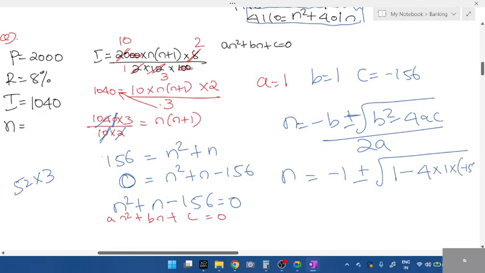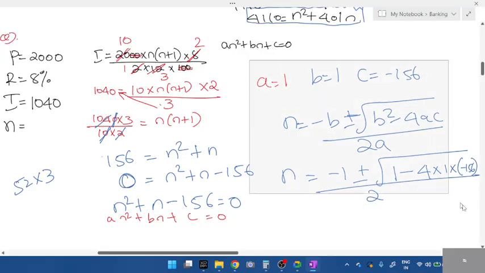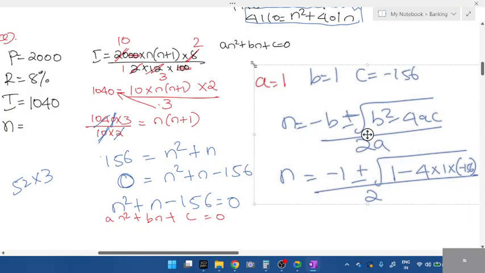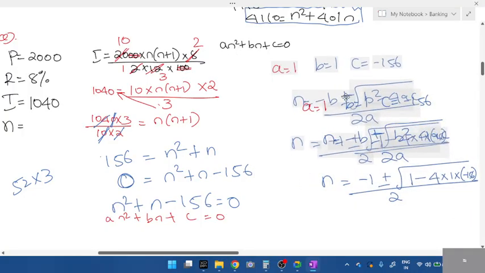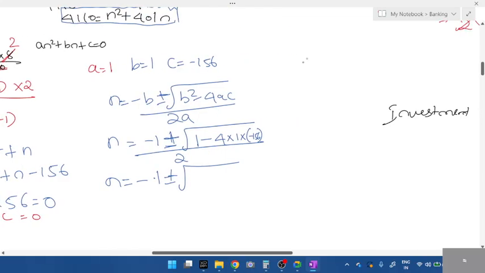Minus 156, divided by 2 into 1 is 2. 2 into 1 is 2. That's it. Another 2 minutes. Just complete this. Try this for homework. Look here. Now tell me the value. I told you we shouldn't take minus, students. Don't take minus. Take just the plus value. Okay, how do you solve this part? This part.